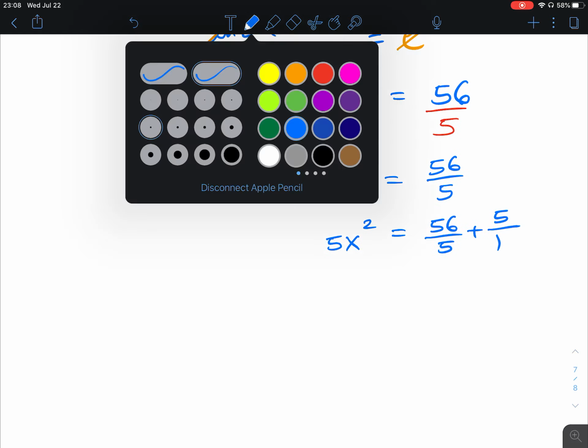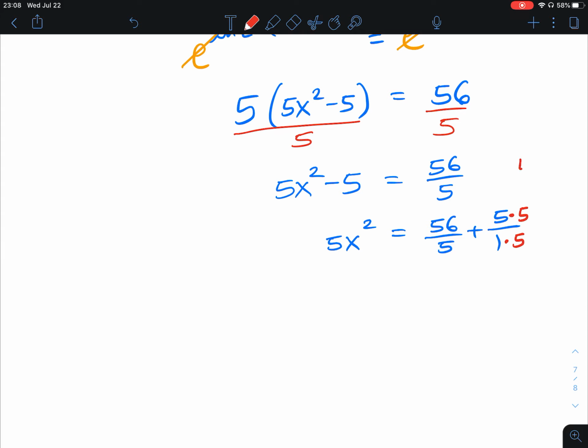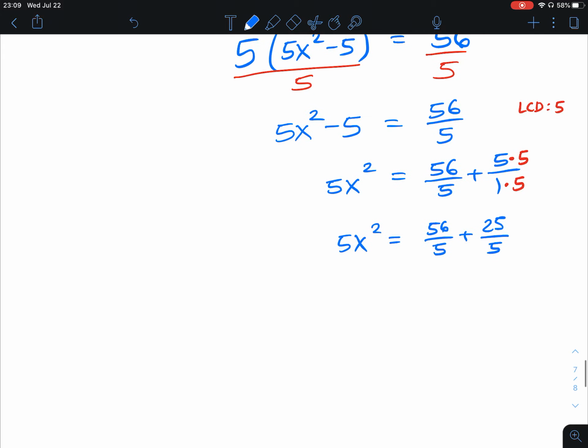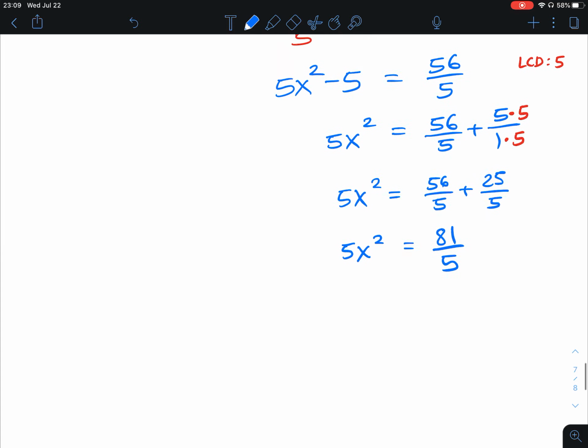I'll show my work by hand to get a common denominator. This 5 over 1 needs to be brought up to the least common denominator of 5, and we can accomplish that just by timesing top and bottom by 5. So we have 5x squared on the left equal to 56 over 5 plus 25 over 5. Because those fractions have the same denominator, let's go ahead and add the numerators. So 56 plus 25 sounds like an 81 over 5.